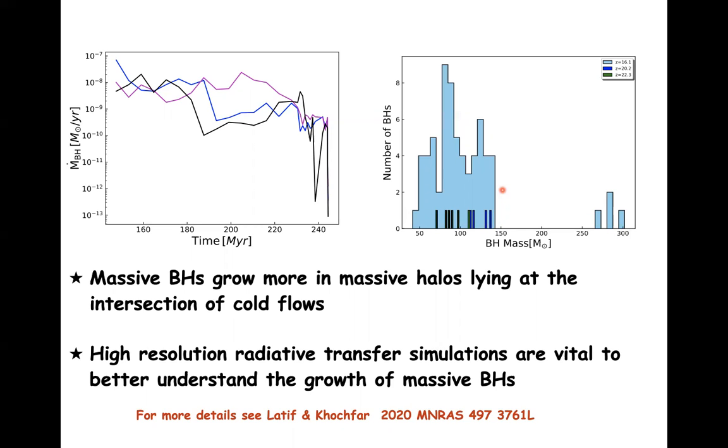So my message from this talk is that the black hole was able to grow to 1 million solar masses in our simulation because this halo lies at the intersection of cold flows, which basically keep feeding the black hole. Also, our simulations show that high resolution cosmological simulations are important to study the physics of black hole accretion.